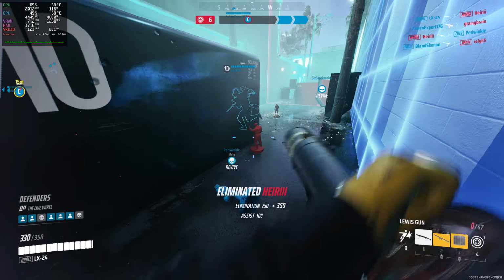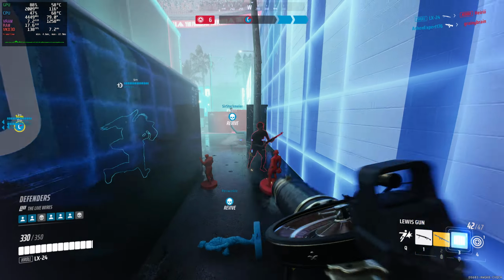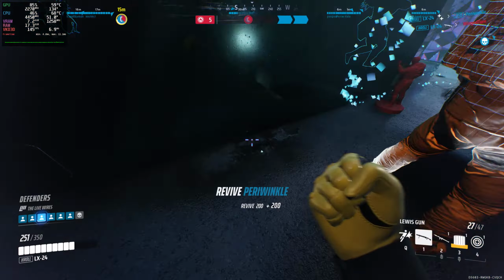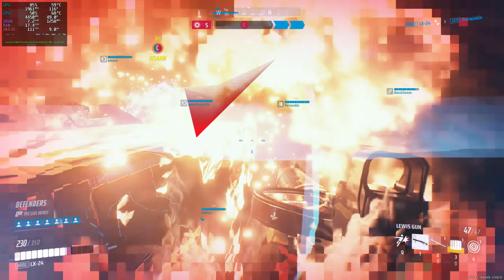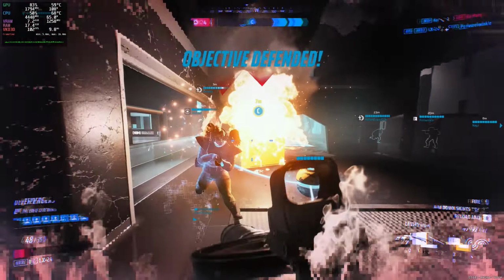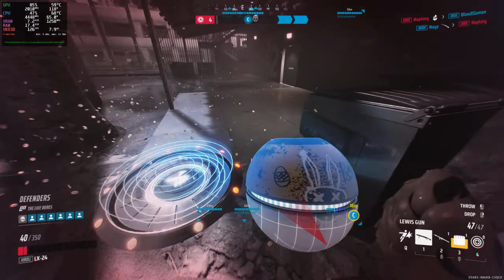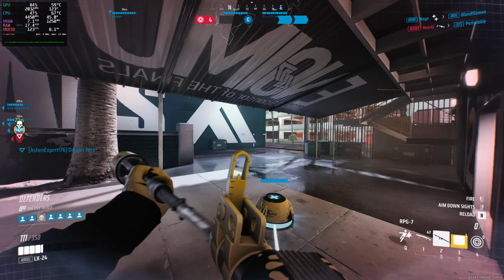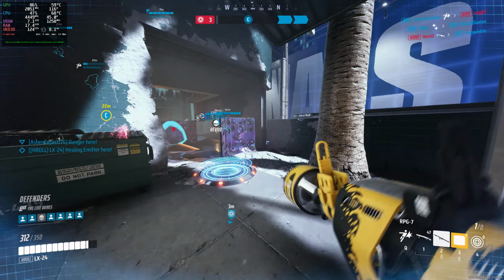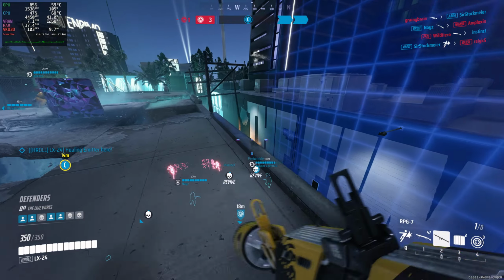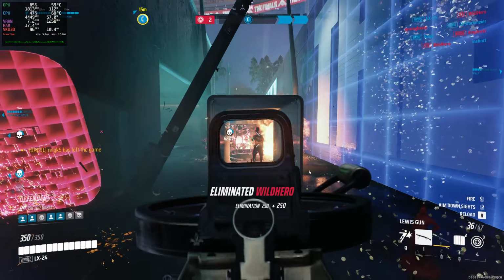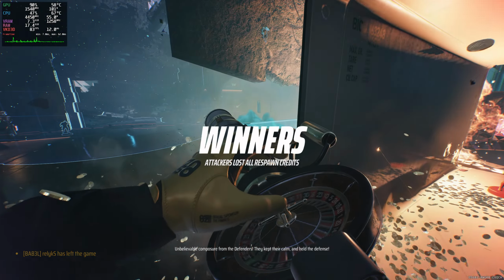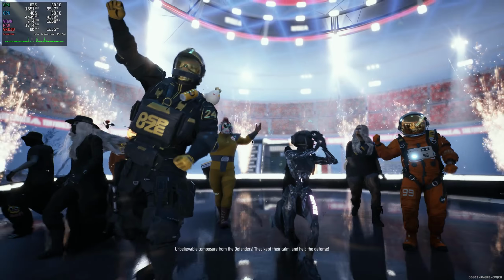Grand Vault C is armed. Can the defenders respond in time? Unbelievable composure from the defenders. They kept their calm and held the defense.